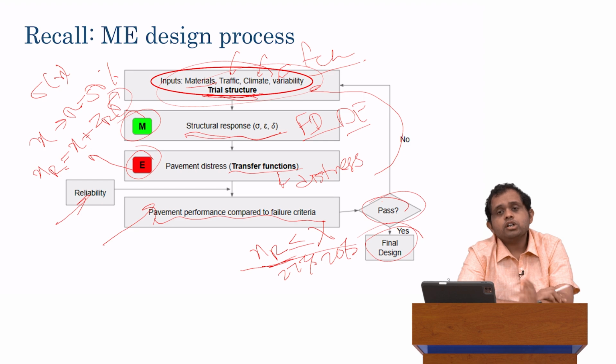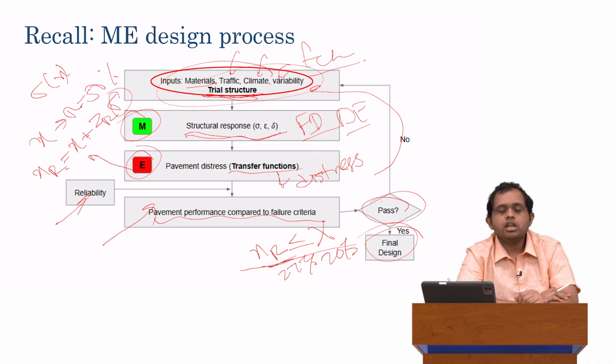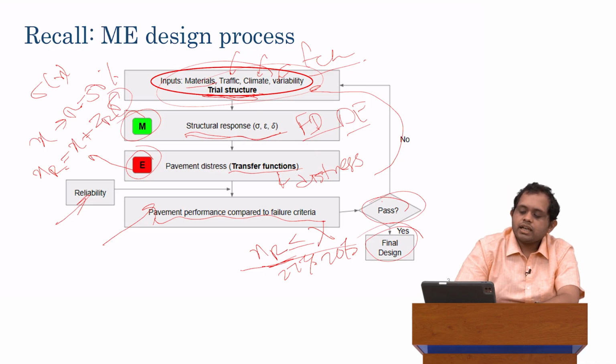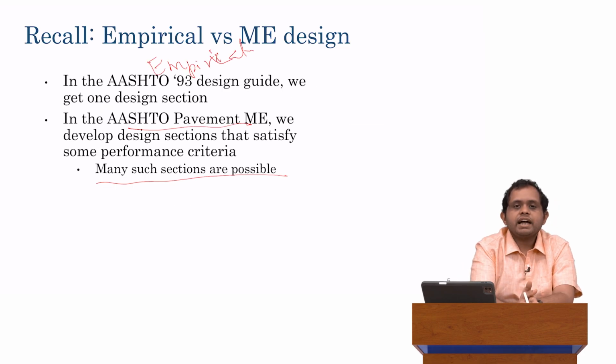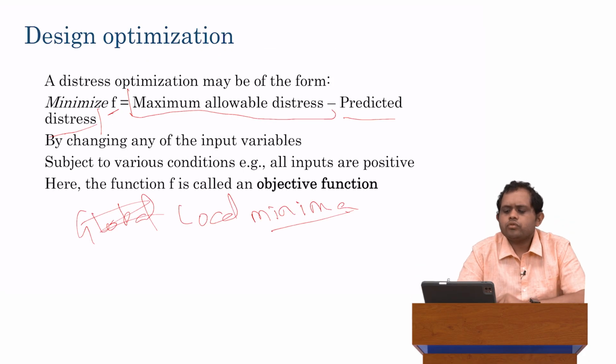Another strategy could be, don't change the thicknesses. Instead, choose a higher grade or higher flexural or compressive strength of the concrete. So instead of using M40, use M45, use M50, for example. You will also get a design that works in that case. So as you see, in the empirical guide, you'll get one answer. In the mechanistic empirical guide, depending on how you choose to update your design, you can get a variety of different answers. Okay, so this function that we have, we basically want to minimize the function.